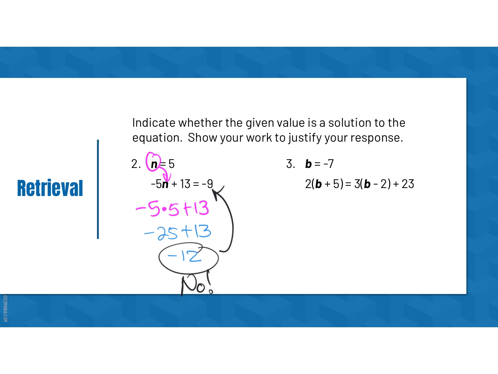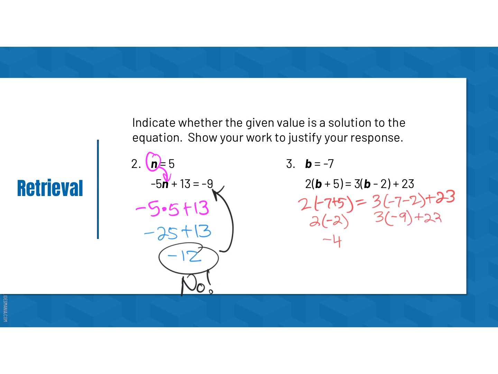All right, let's do the same thing for number 3. So b equals -7. Let's change our color. We have 2(-7 + 5) = 3(-7 - 2) + 23. We're going to find out if both sides are equal. Negative 7 plus 5, because we do the parentheses first, is -2. Then 2 times -2 is -4. That's one side. Let's do the other. We have 3 on the outside. Negative 7 minus 2 is -9.